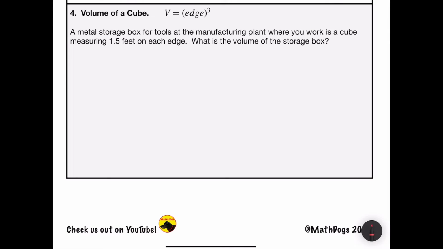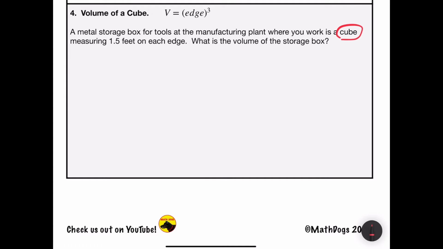Number 4 is the volume of a cube. It says volume equals the edge raised to the third power. The problem says a metal storage box for tools at the manufacturing plant where you work is a cube measuring 1.5 feet on each edge. What is the volume of the storage box?